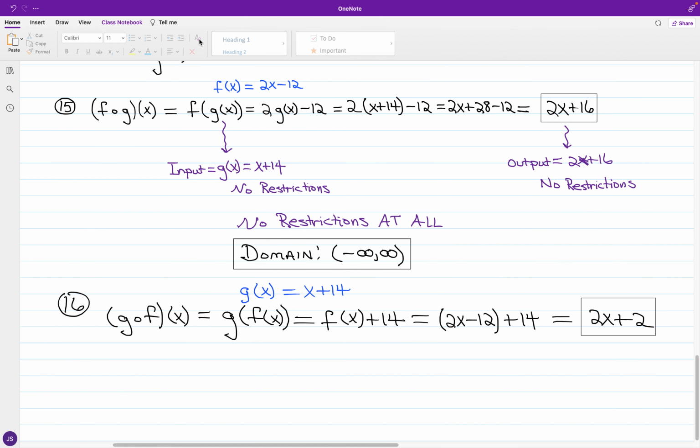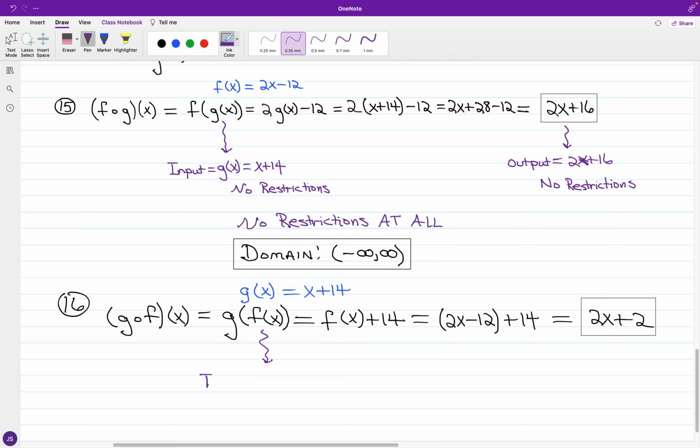Okay, so in terms of the domain, we're just looking for any possible restrictions. Again, for the input, we have f of x, which is 2x minus 12. And again, you have a direct variable expression, no fraction or even root radical, so you have no restrictions.